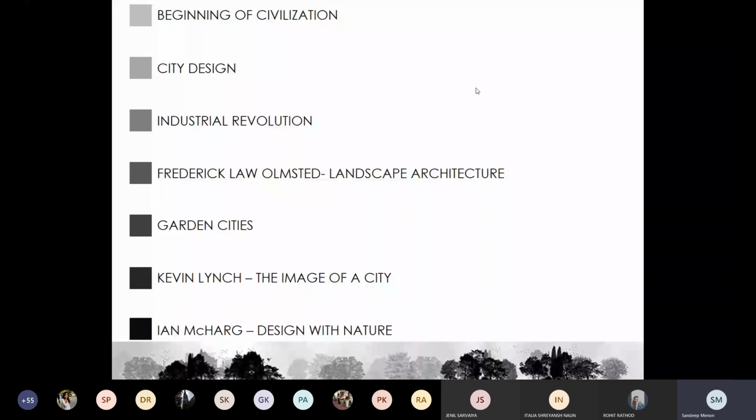And then towards the 1960s, we have a visionary landscape architect whose name is Ian McHarg, who came up with a method in which one could actually design scientifically. One could design keeping in mind the land, keeping in mind the bioclimatic condition of a place.